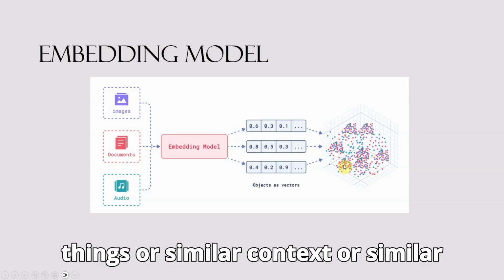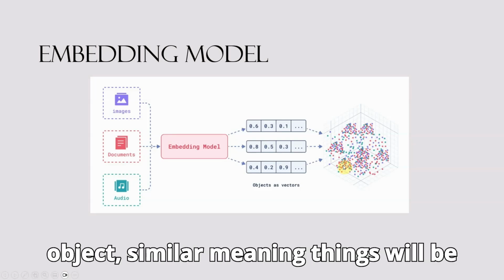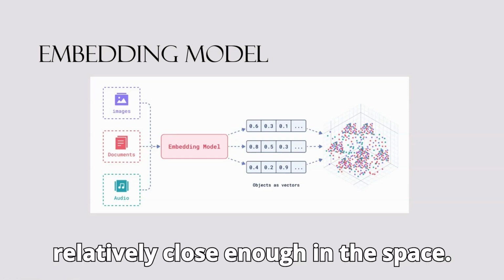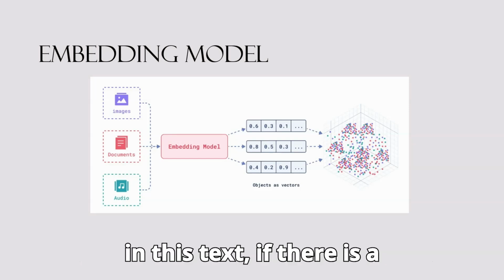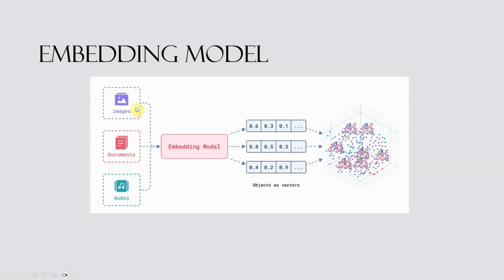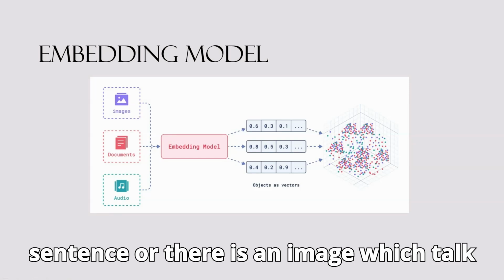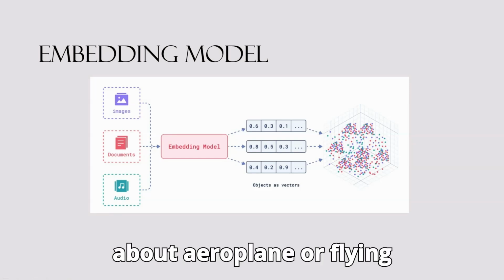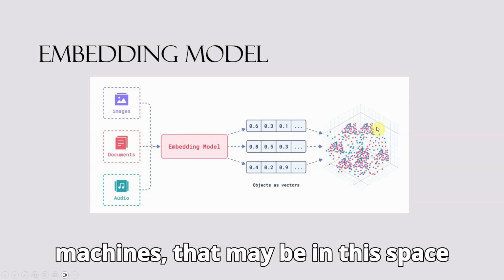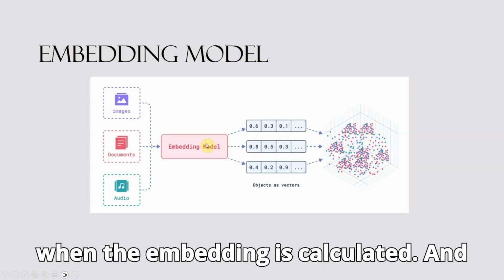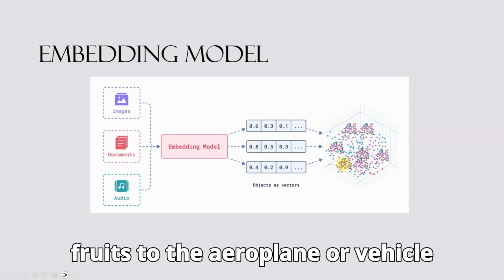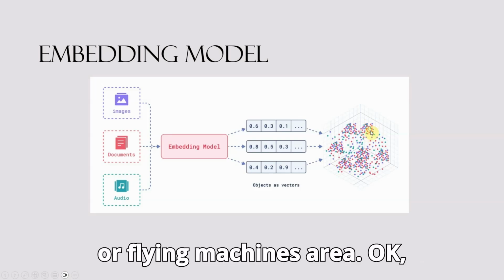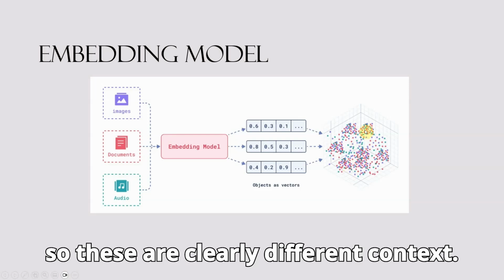Okay, and all the information will be here about the apple. So similar things, similar context, or similar objects, similar meaning things will be relatively close in the space. But different objects, for example, if there is a sentence or an image which talks about an aeroplane or flying machines, that may be in this space when the embedding is calculated, and this is certainly far away from apple or fruits, in the aeroplane or vehicle or flying machines area. So these are clearly different contexts.